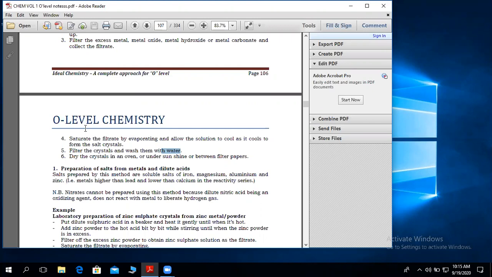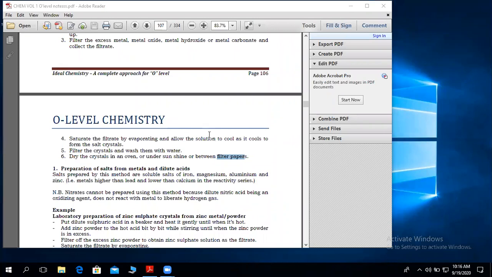Now, in the lab there may be no sunshine, because there are some countries that are in winter. Does it mean they don't prepare the salt? No, they do. So the best thing to do here is to place the crystals between two filter papers, and the word place here means press. Press the crystals between two filter papers, and that's how they dry up.